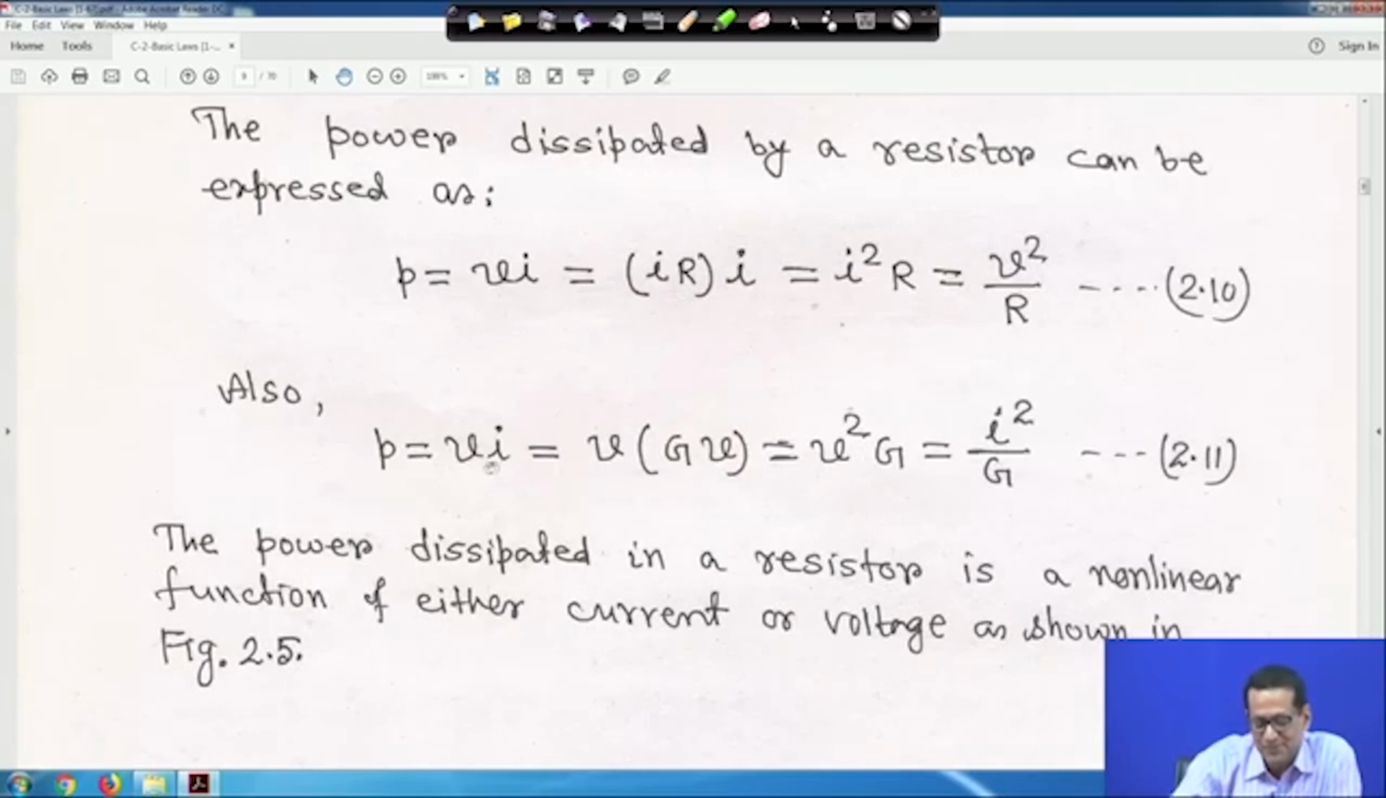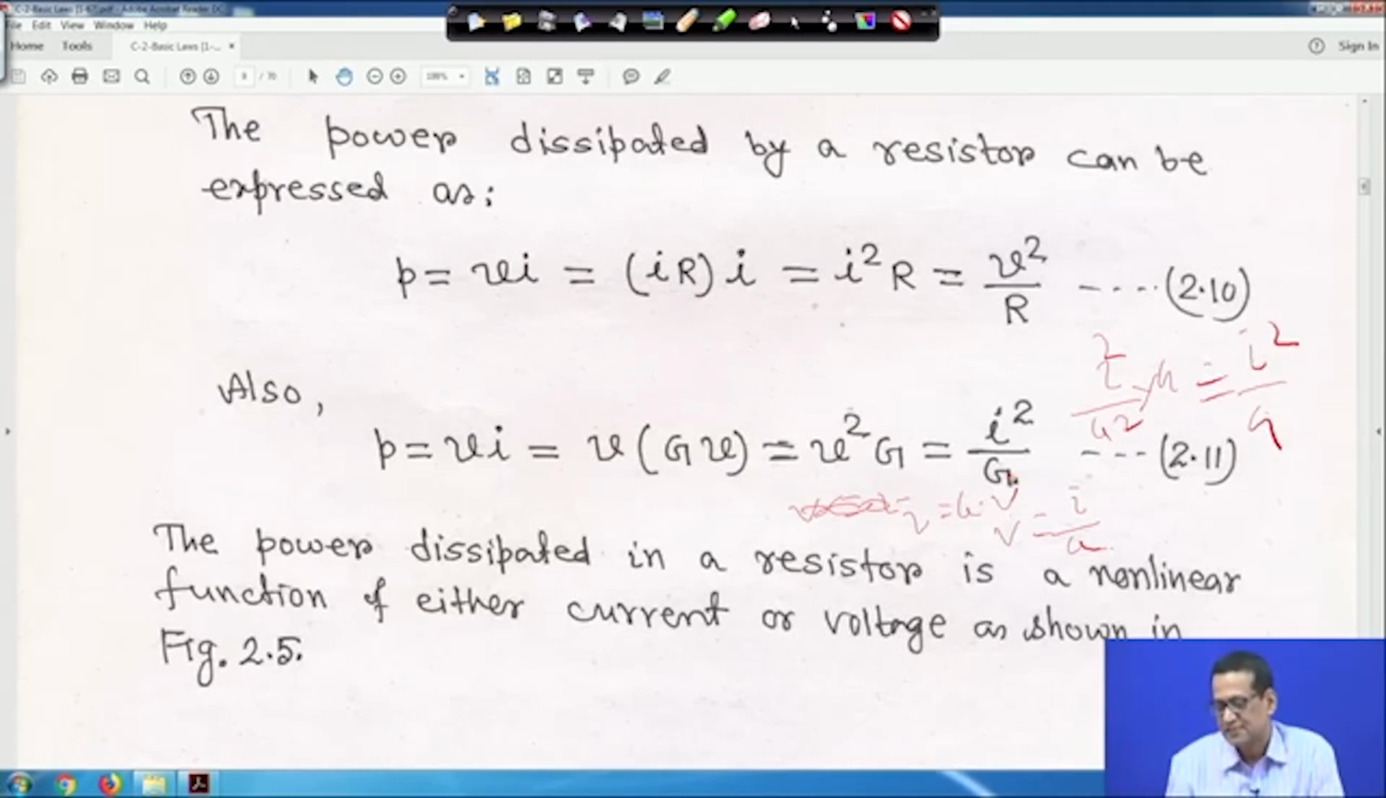Similarly, the other way you can write P is equal to V I. In terms of conductance, I is equal to G into V, so P is V square G. Or you can make it I square G, because I is equal to G V, so V is equal to I by G. If you substitute V is equal to I by G, it is I square by G square into G, that is I square by G. So this is what you have got.